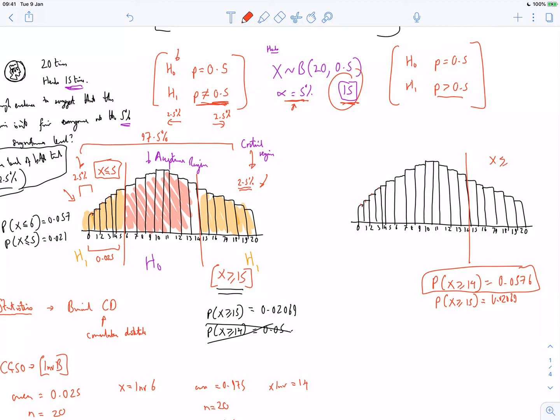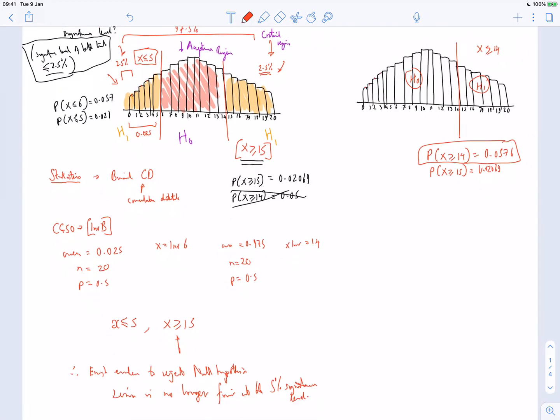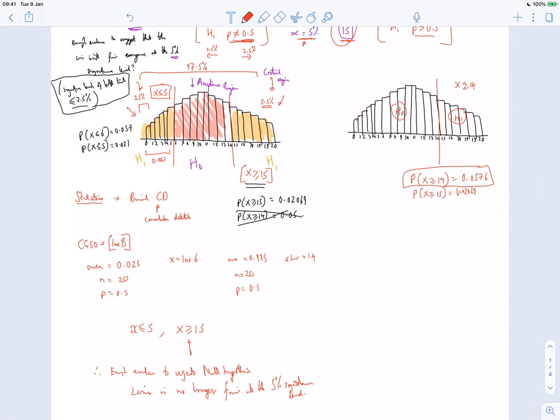So anything greater than or equal to 14 is in the H1 critical region, and below it is H0, the acceptance region. So I would do a very similar thing and say, since that 15 is above the critical value of 14, then it would fail the test and reject H0.